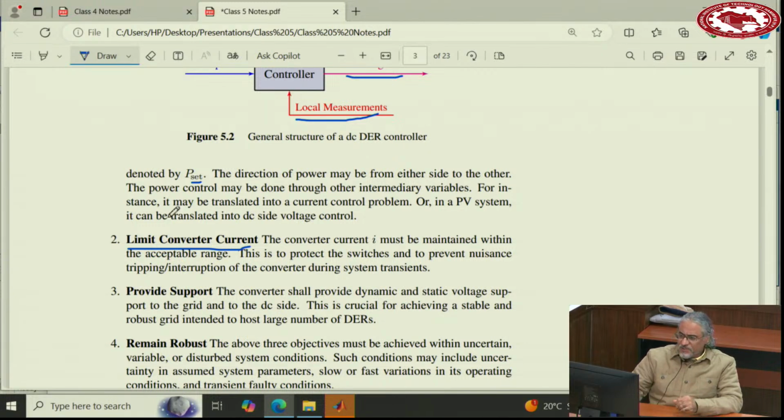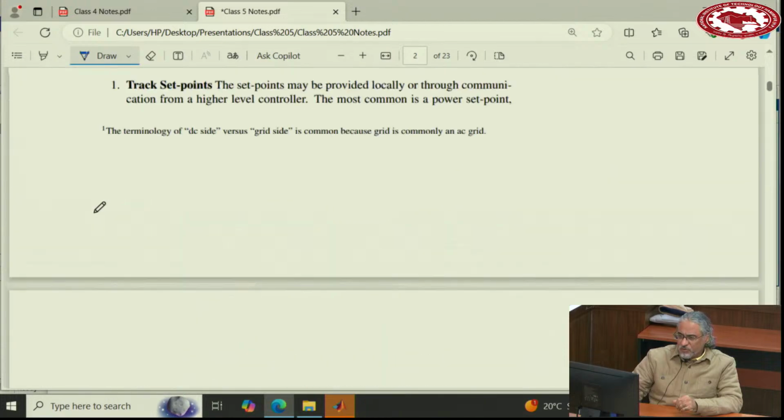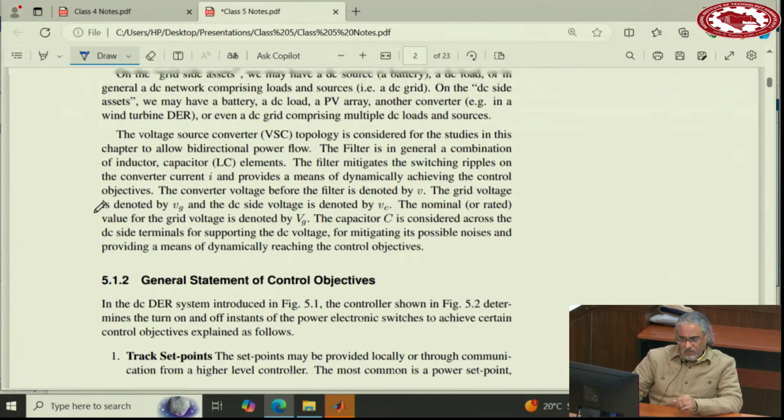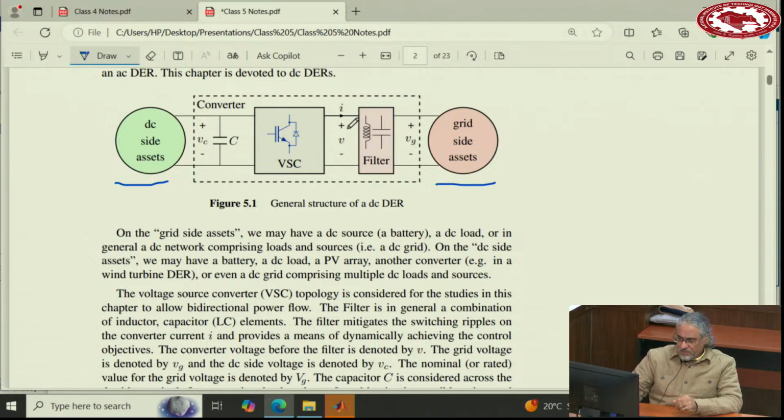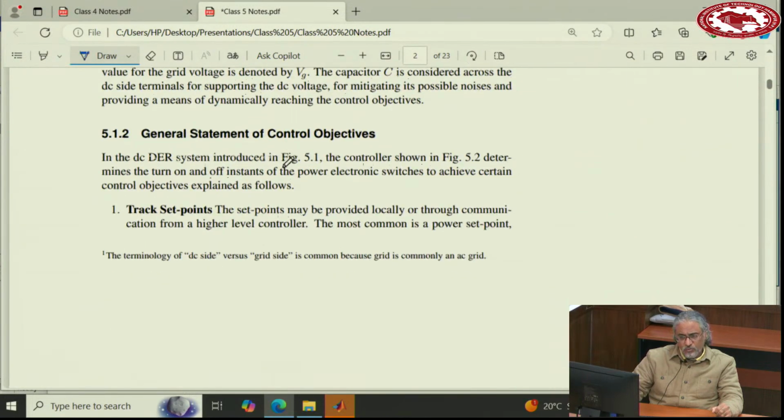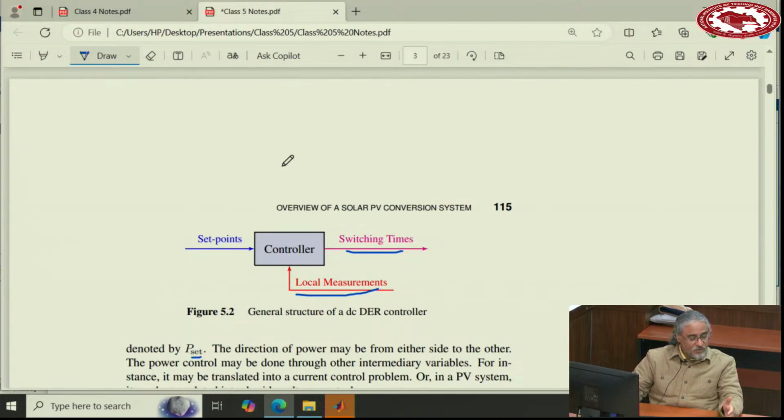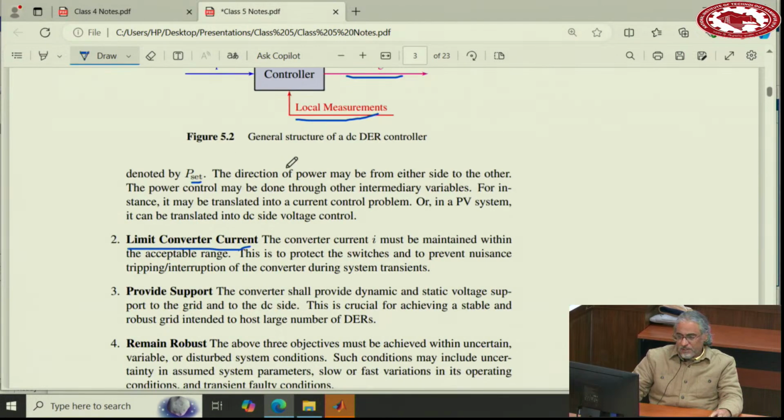So one of the objectives of the control system, which we always put there, is to make sure that the current flowing into these switches does not exceed that limit, because if it does, it will damage the switch. We will see that we can do that using control. So we put that as a control objective.